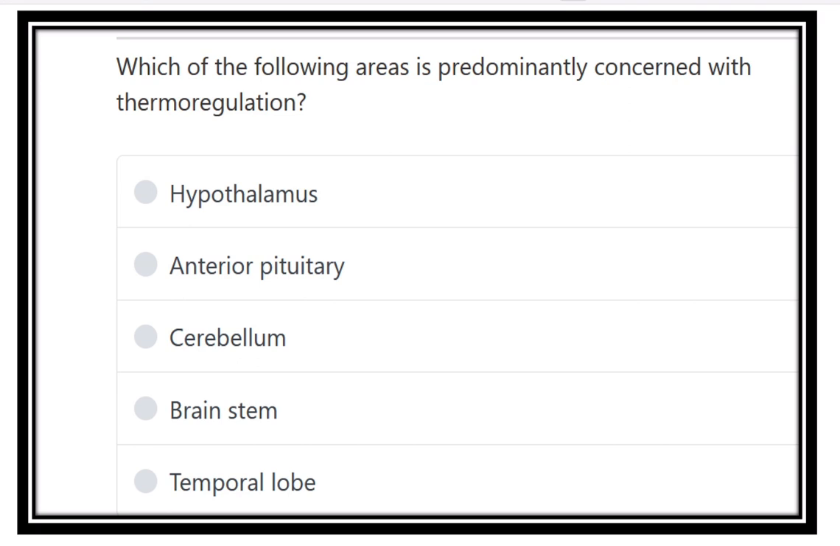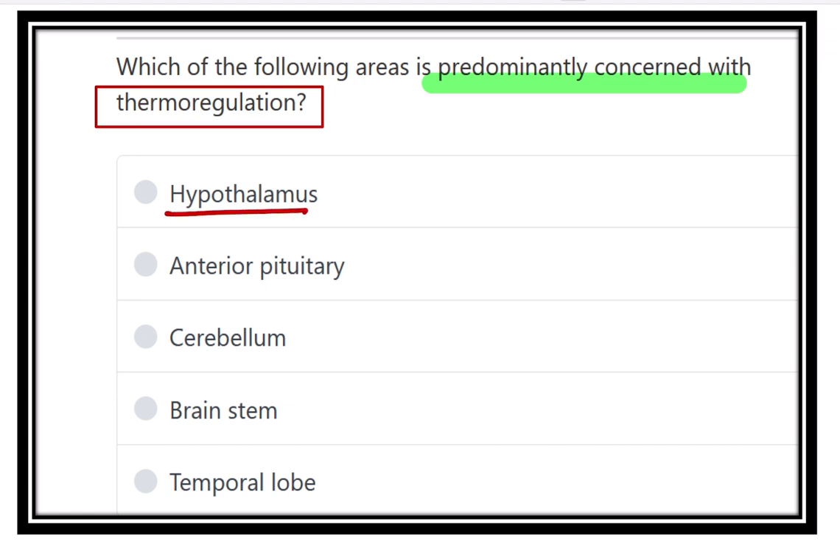Which of the following areas is predominantly concerned with thermoregulation? That means which of the areas is responsible for thermoregulation? Options: hypothalamus, anterior pituitary, cerebellum, brainstem, temporal lobe. So, which of the following structures is responsible for thermoregulation?